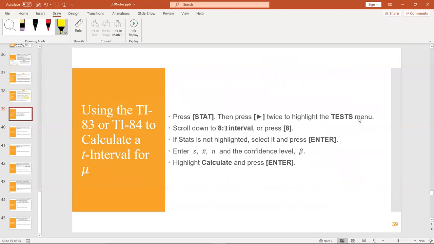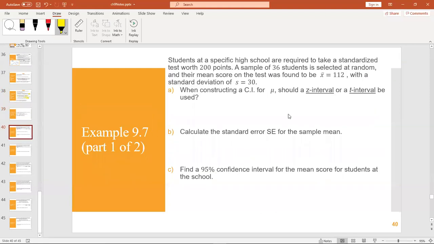So we're going to go to tests in the stat menu. This time we're going to pick the very next option, which is a t interval. We have to give it s, x bar, n, and we have to know the confidence level. Again, this is a very similar process. It's just this time we're doing the t interval.